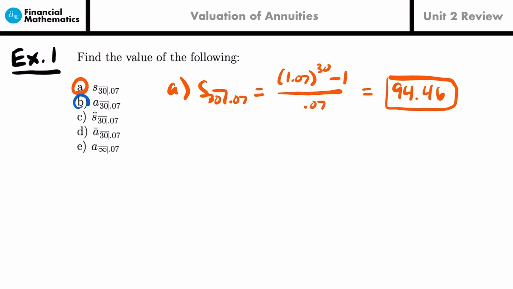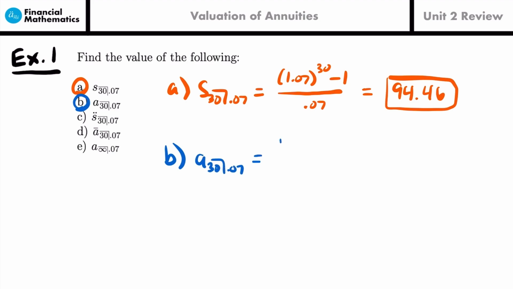Now let's move on to part B. We now have the present value of an annuity immediate with 30 payments of $1 using a 7% interest rate. That formula looks like this. First, I'll write the notation down again. We have a angle 30 at 0.07.